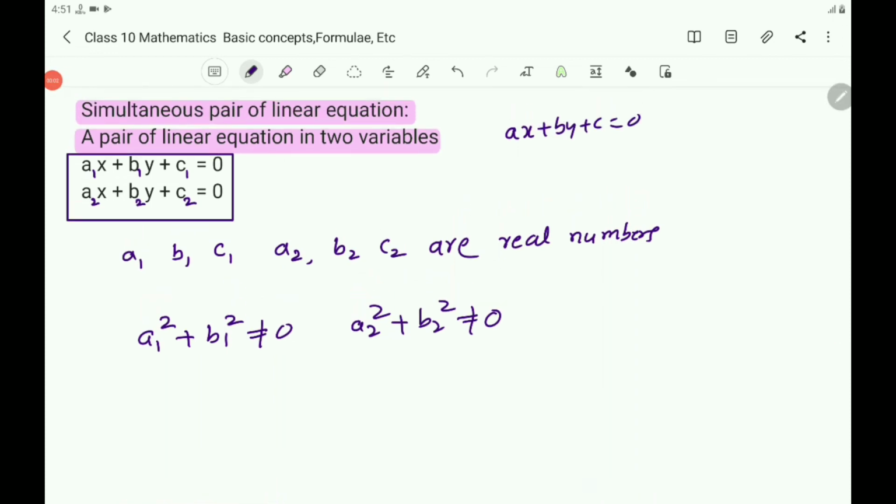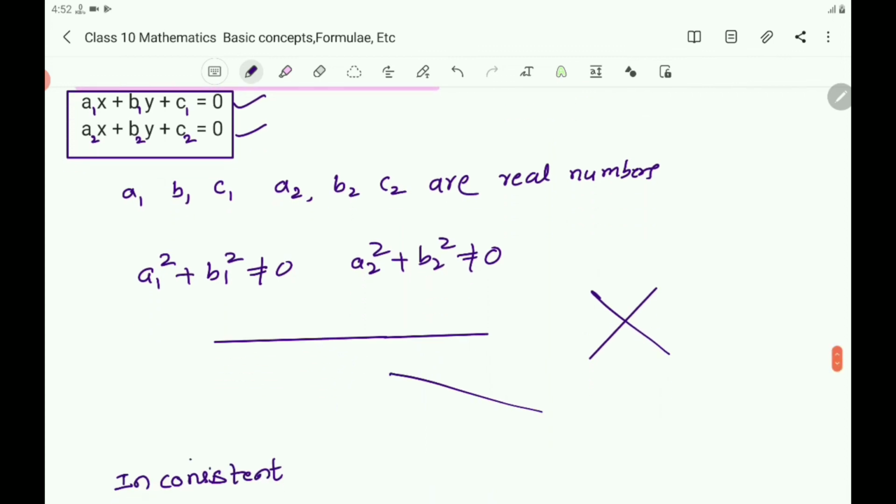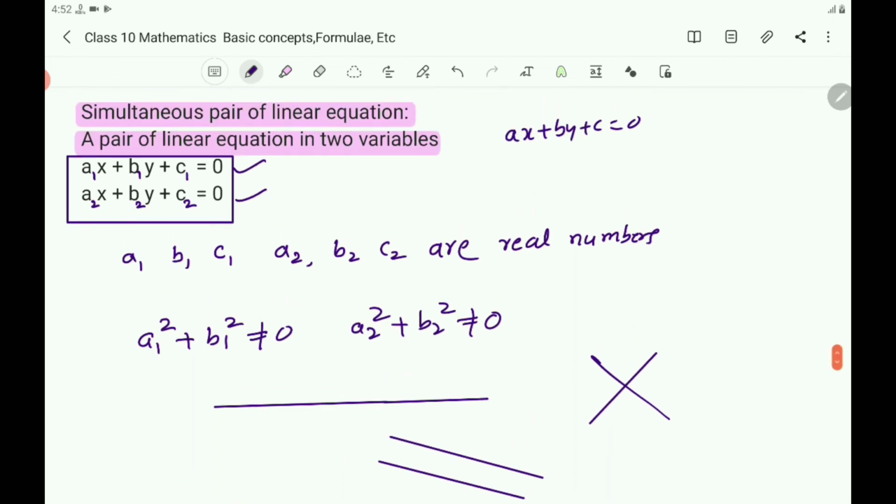You can draw the graph of both the linear equations. You know that both of them are straight lines, and two straight lines can be in three manners. They may coincide one on the other, or they may intersect, or they may be parallel to each other. So three conditions are possible. If they coincide, they have an infinite number of solutions. If they intersect, they have only one solution. If they are parallel, they have no solution.